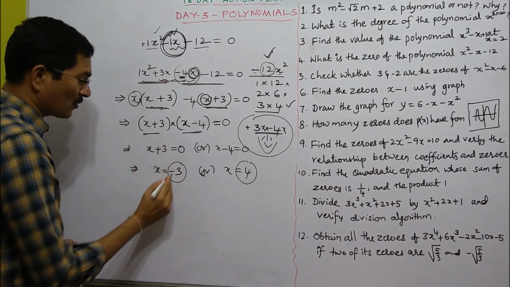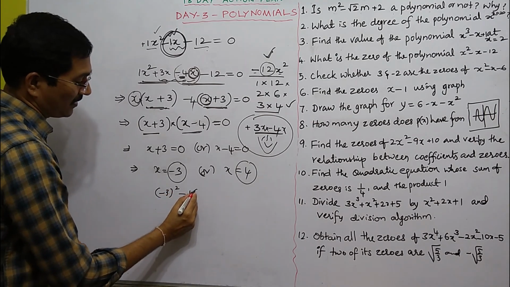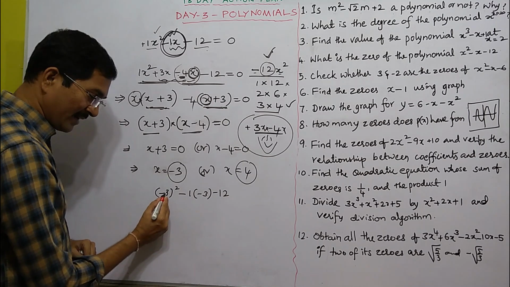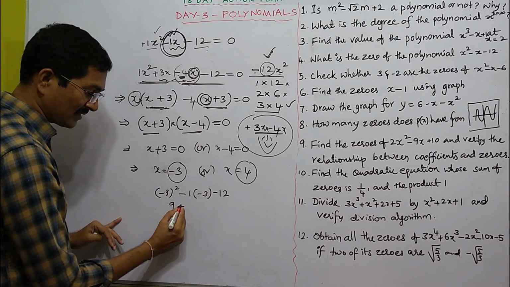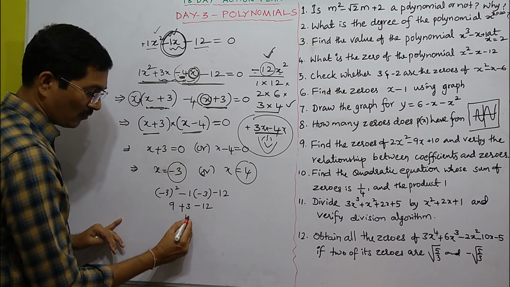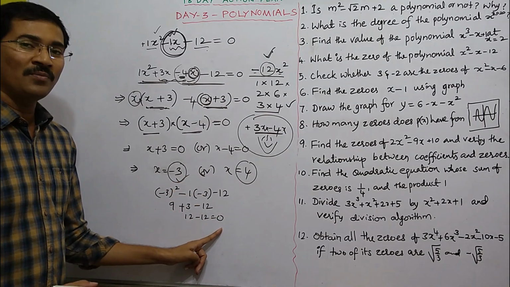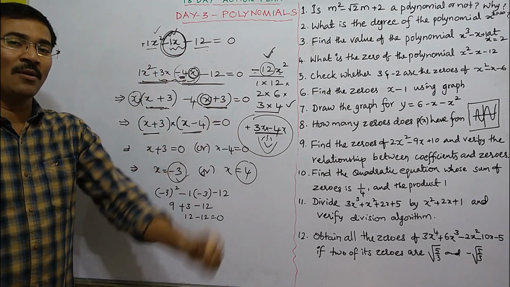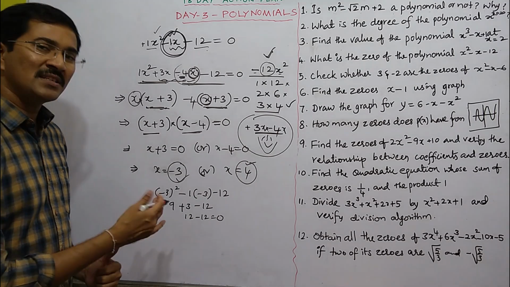In place of x, let us put minus 3. So it becomes minus 3 square minus 1 into minus 3 minus 12. Let us see its value. Minus 3 square is 9, minus into minus is plus, 1 into 3 is 3, minus 12. So this is 12 minus 12, its value is 0. Therefore this gives the result 0. Therefore minus 3 can be considered as a 0 of this polynomial. Then does 4 also satisfy? It definitely satisfies. You can check it.